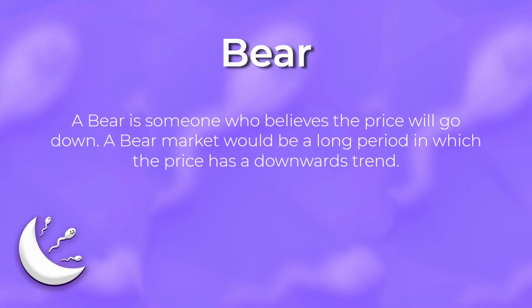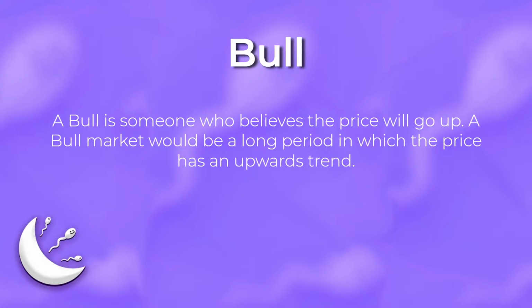A bear is someone that believes the price will go down. A bear market would mean that the price has been going on a downwards trend for a while now. If you're bearish on something, that means that you believe that it will go down in value. And if you're bullish on something, you think it will go up in value. It's just the complete opposite. Bull, green, bear, red. There you go.